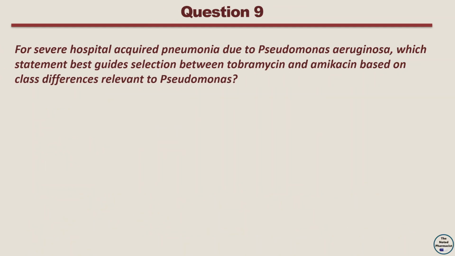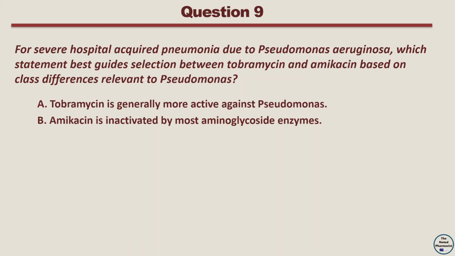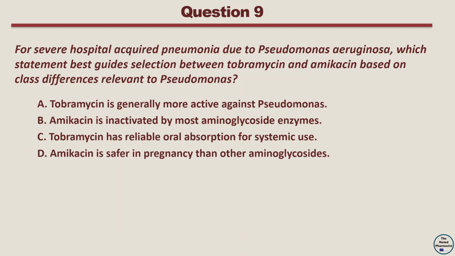Question 9. For severe hospital-acquired pneumonia due to Pseudomonas aeruginosa, which statement best guides selection between tobramycin and amikacin based on class differences relevant to Pseudomonas? Option A, tobramycin is generally more active against Pseudomonas. Option B, amikacin is inactivated by most aminoglycoside enzymes. Option C, tobramycin has reliable oral absorption for systemic use. Option D, amikacin is safer in pregnancy than other aminoglycosides. Option E, tobramycin does not require renal dose adjustment.